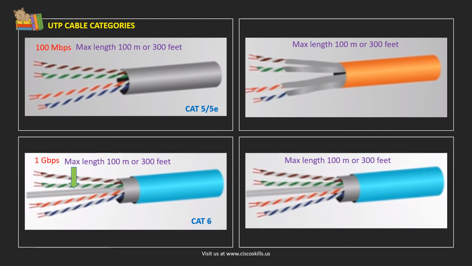The next category is Cat6a. Cat6a looks the same as Cat6, but it can transfer data up to 10 gigabit per second. The final category is Cat7. Cat7 can transfer data up to 10 gigabit per second. In Cat7, each pair of wire is wrapped.